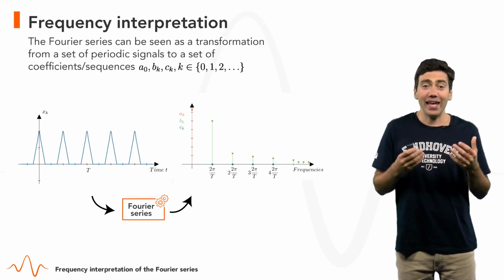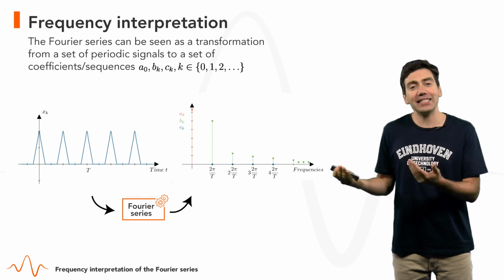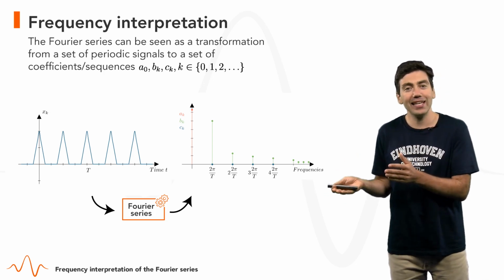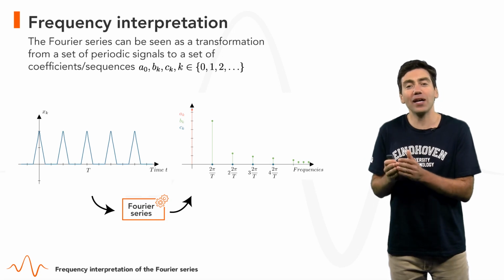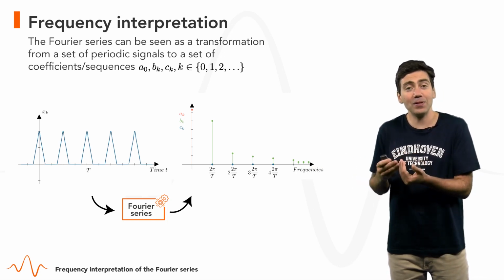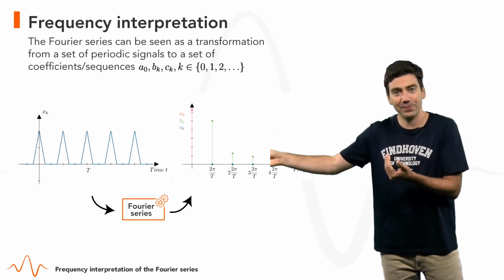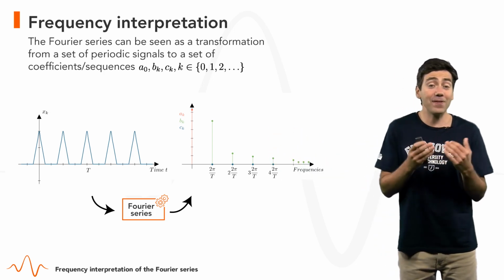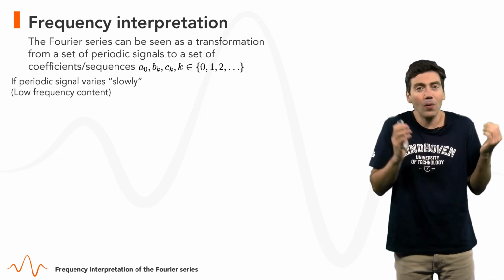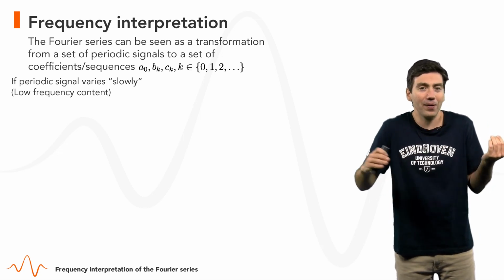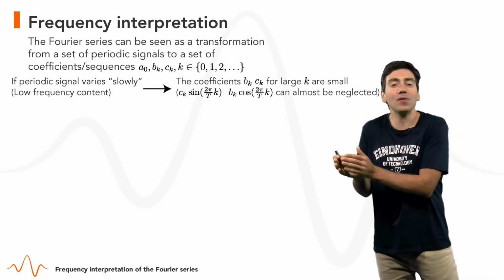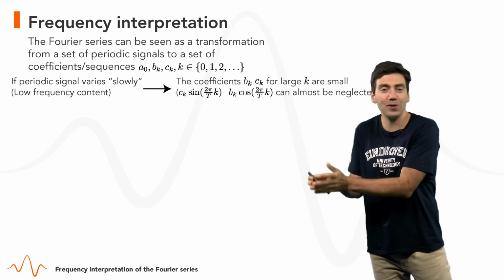Now, each of these Bk's and Ck's is associated with a cosine or sine that has frequency 2 pi over capital T times k. So as k increases, these frequencies will be higher and higher. Now, if the signal varies smoothly and in a slow manner, we can represent such a signal with a few of these Fourier series coefficients.